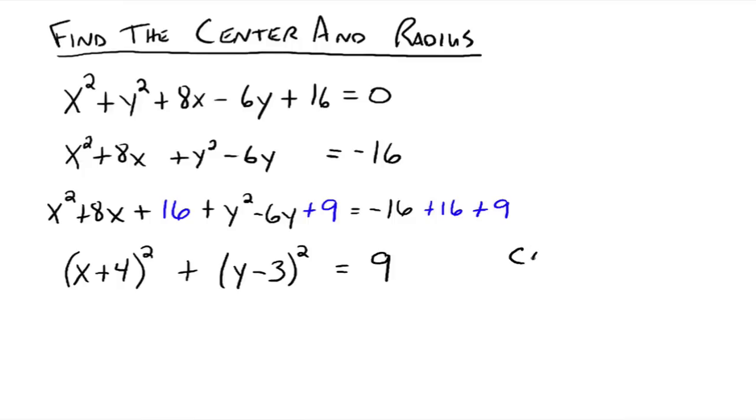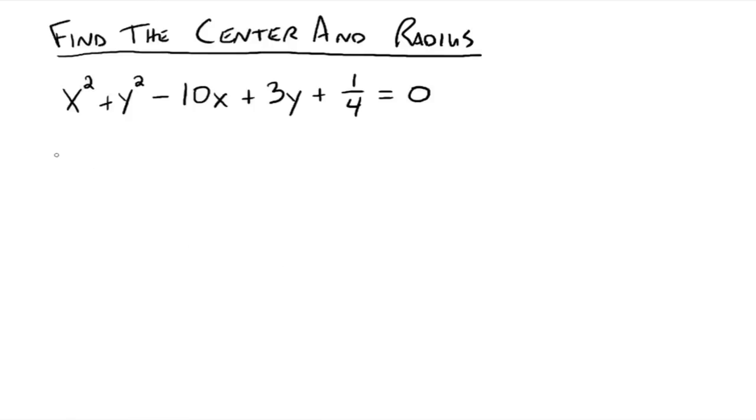And we can say, alright, the center is negative 4 comma 3. And the radius is r equals 3, the square root of 9, which would be 3. Everybody see that? So it's the completing the square technique that we're going to use in order to take an equation that's in general form and write it so it's in standard form so we can read off the center and the radius. Alright, let's try another one.